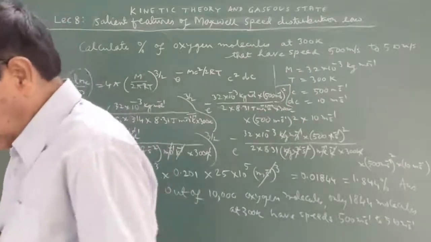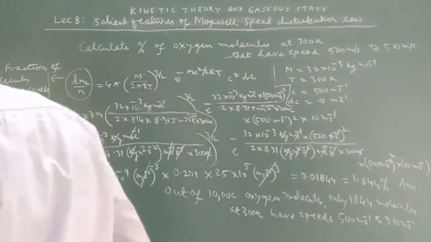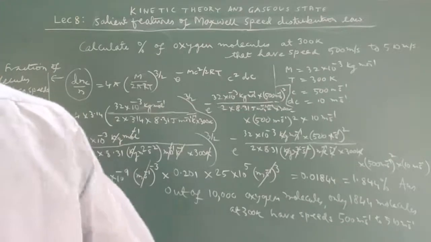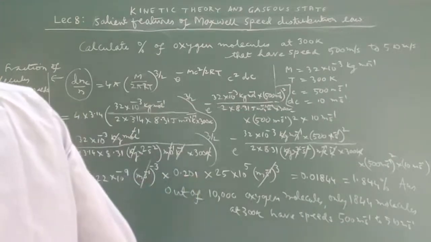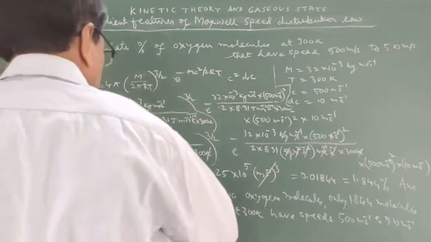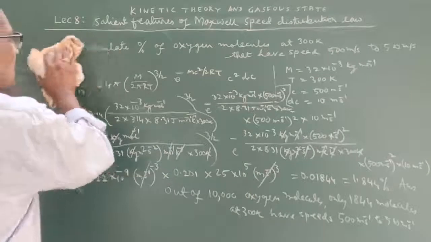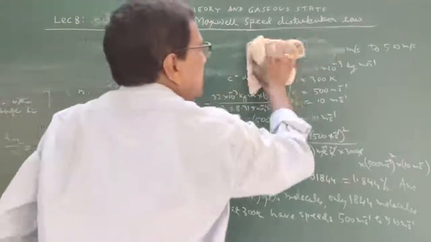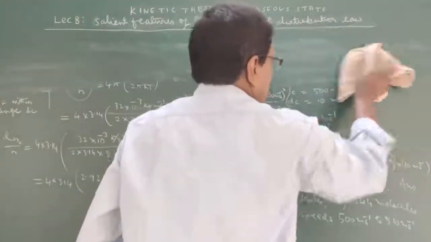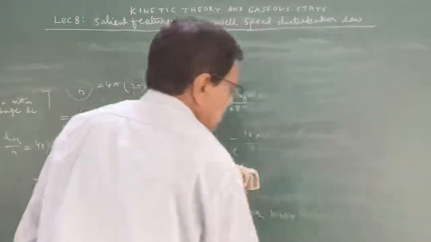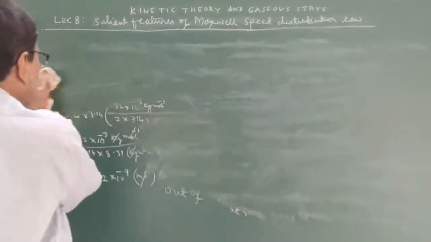So this is the problem: 2.922 into 10 to the minus 9, and here the exponential is 0.20 as this value. So this calculation, viewers are requested to compare with their own calculations.